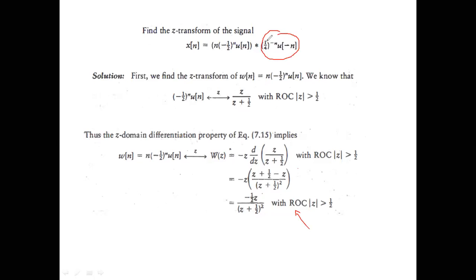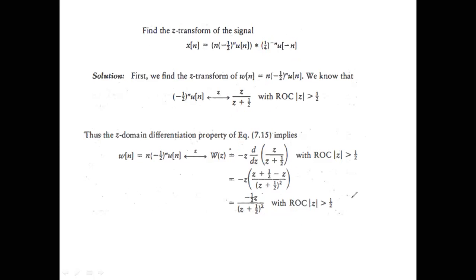You already know the z transform of 1 by 4 to the power n into u of n. 1 by 4 to the power n into u of n is z divided by z minus 1 by 4, right? That's the formula. If 1 by 4 to the power n into u of n gives you z divided by z minus 1 by 4, 1 by 4 to the power minus n into u of minus n should give you what? Every z shall be replaced by z to the power minus 1 or 1 by z.